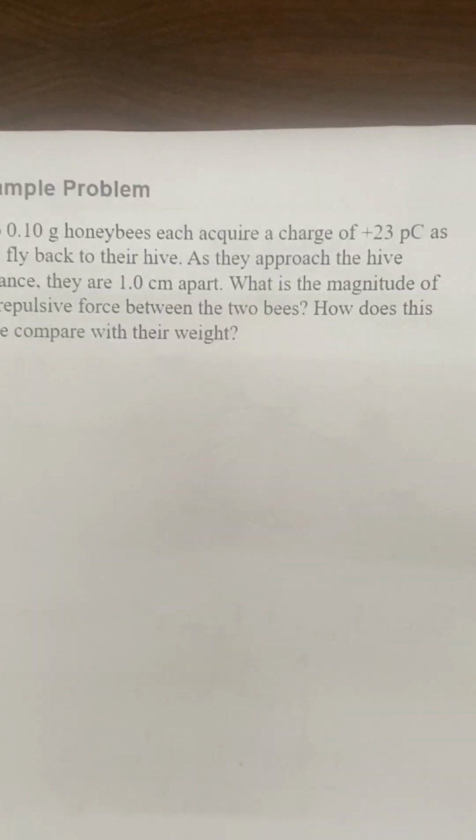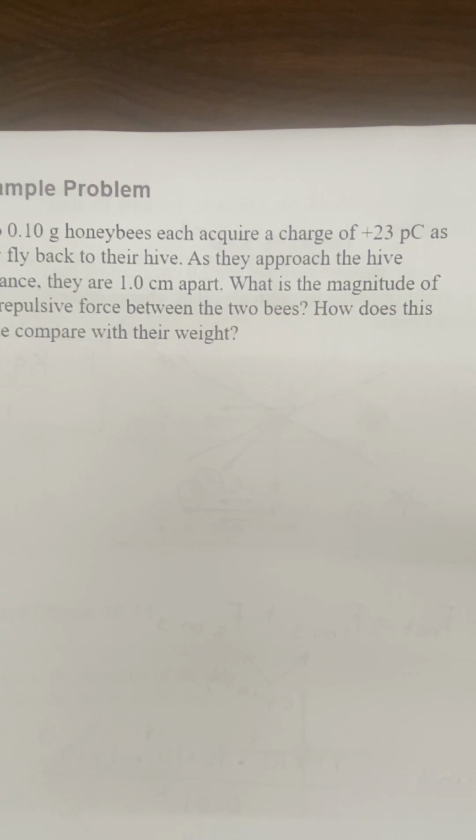Okay, this one says 2.10 gram honeybees each acquire a charge of 23 picocoulombs as they fly back to their hive. When they approach the hive entrance, they're 1 centimeter apart. What is the magnitude of the repulsive force between the 2 bees? How does this force compare with their weight?